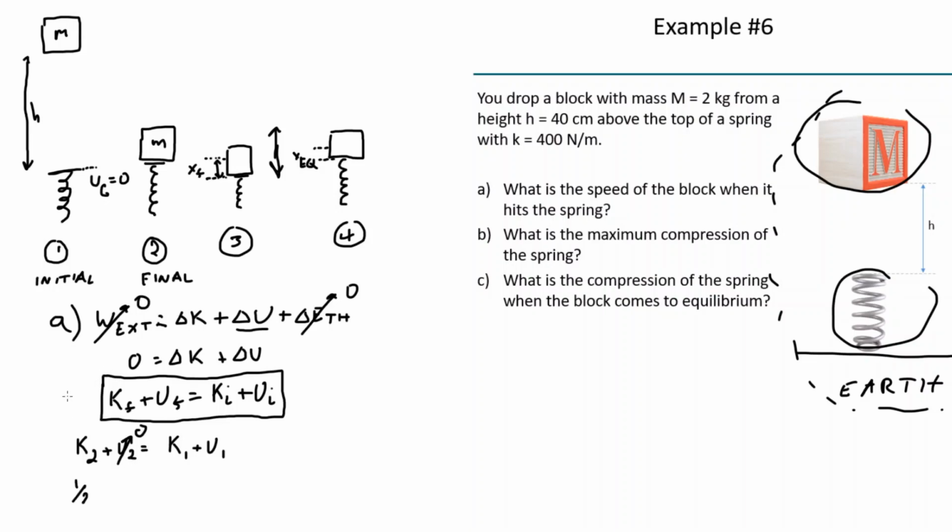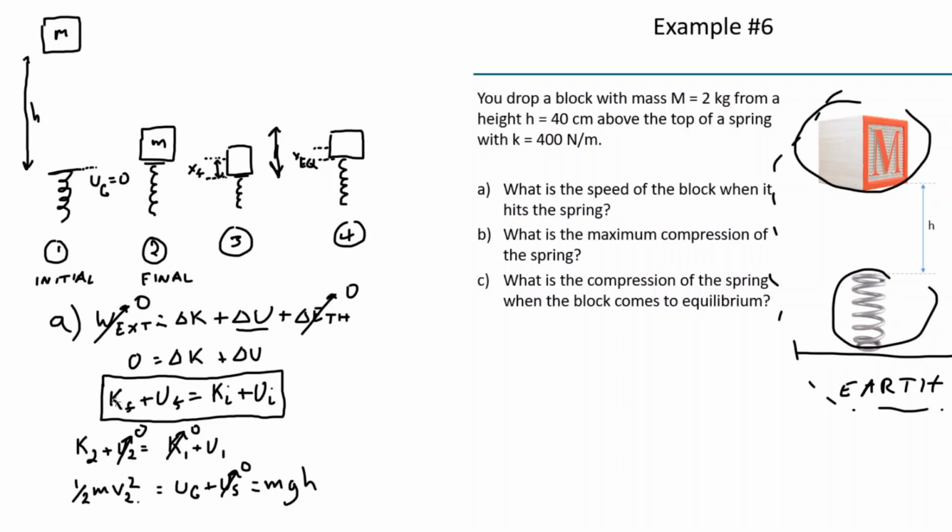So we just have 1/2 m v2 squared, that's the kinetic energy at point 2, equals, well, V initial, we're just going to drop this block from rest, so K1 equals 0. There's no kinetic energy when we start. And the potential energy, well, this would be the gravitational potential energy plus the spring potential energy. Here we're dealing with 2 types of potential energy. Gravitational potential energy is mgh. That's the potential energy the block starts with. And the spring potential energy is just 0 when we start because it's uncompressed.